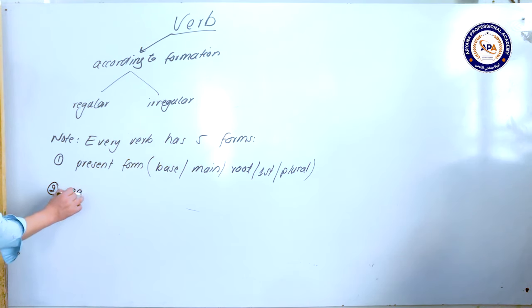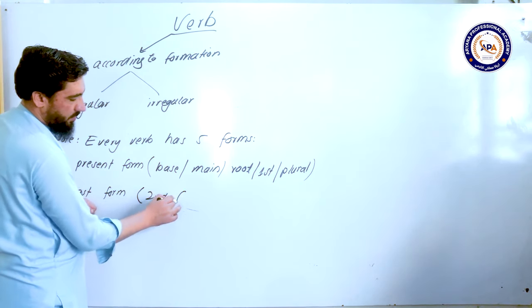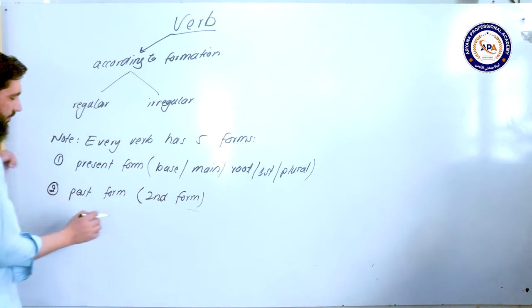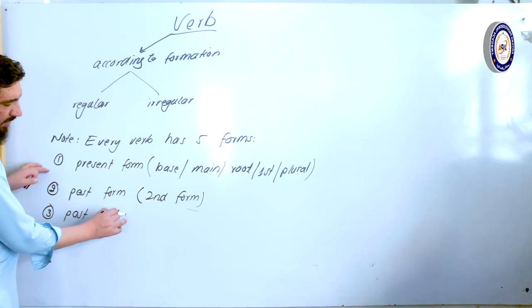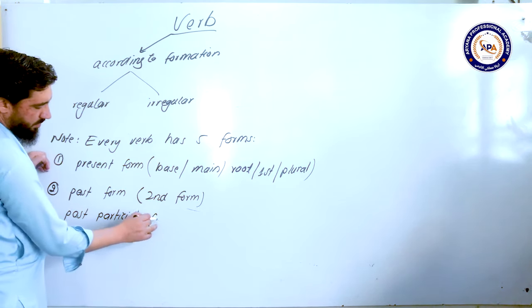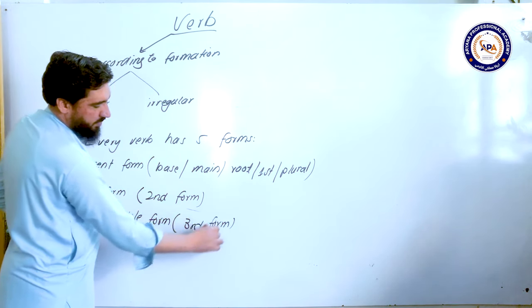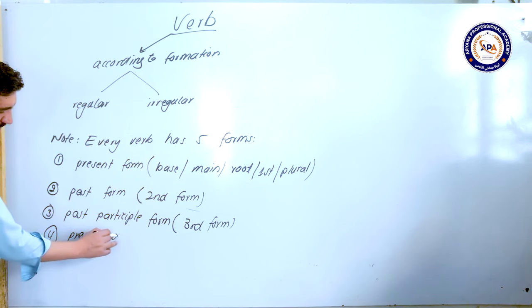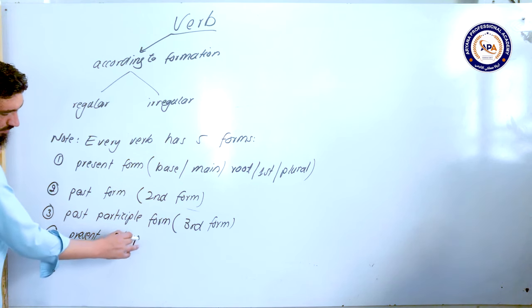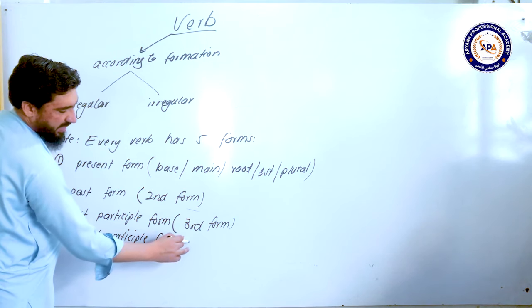Number two, past form. And its second name is second form. Number three, past participle form, which is also called the third form of a verb. Number four, present participle form, which means the ing form.